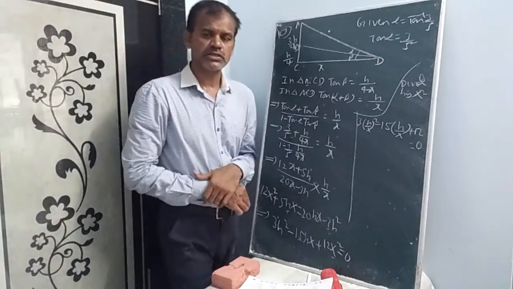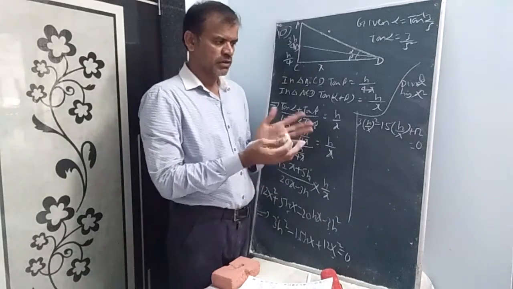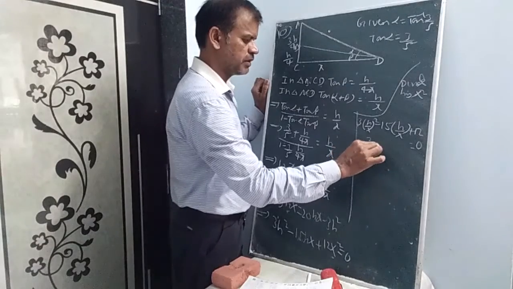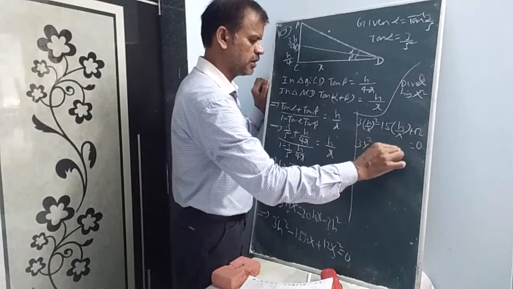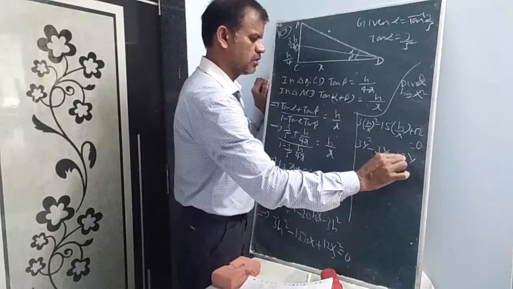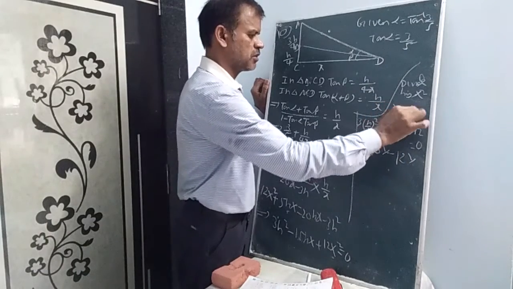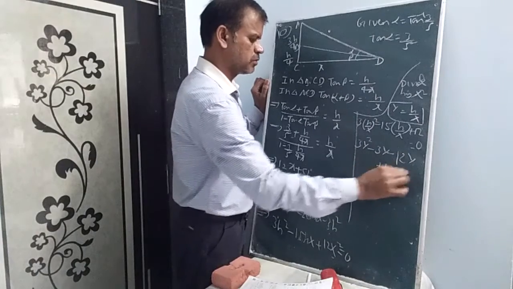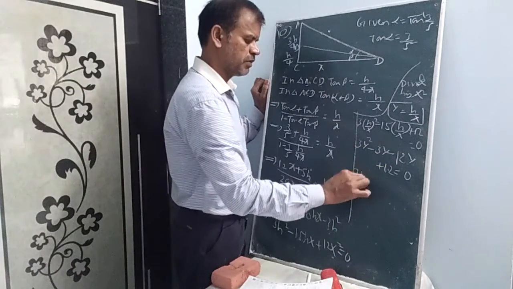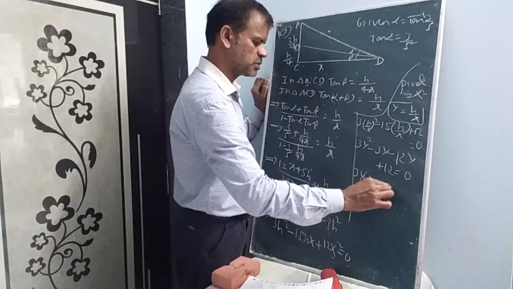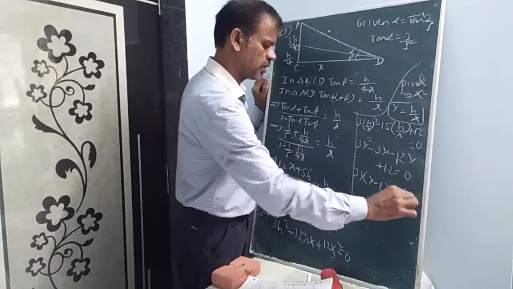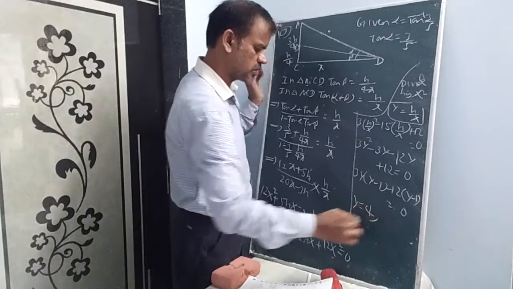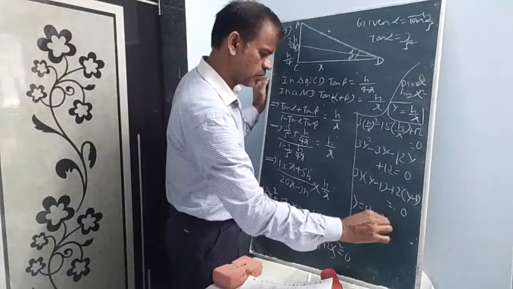3 12s are 36. So 3y square minus 3y minus 12y, plus 12 equal to 0, where let y is equal to h by x. So 3y taken common, it becomes y minus 1, minus 12 taken common, it becomes y minus 1, equal to 0. So y equals 12 by 3, meaning 4, and y equals 1.